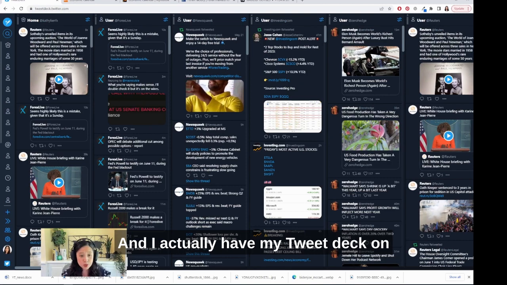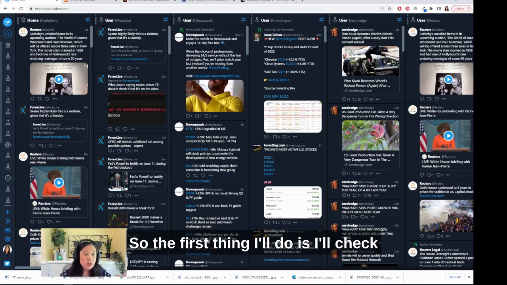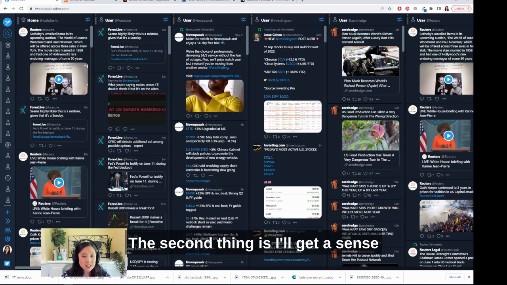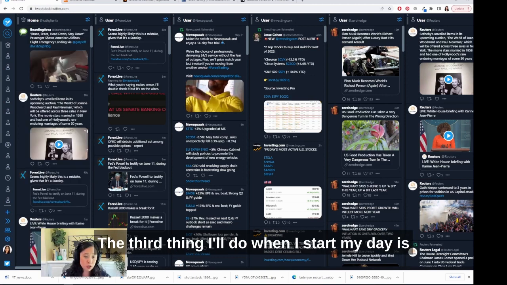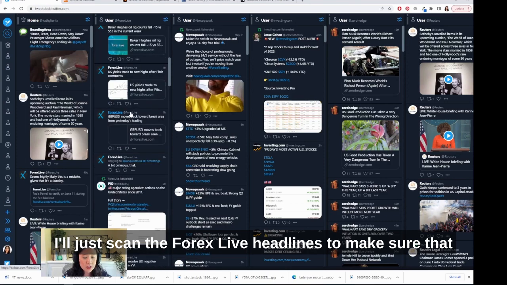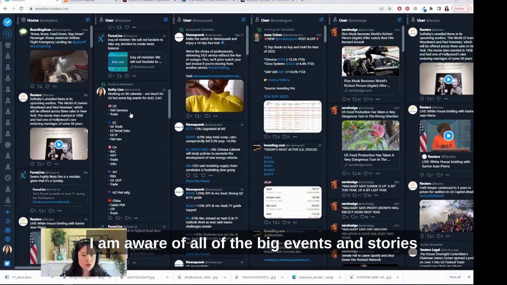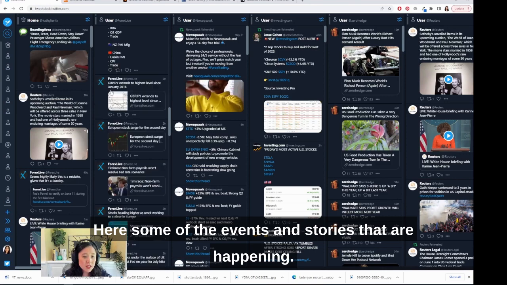And I actually have my TweetDeck on and open throughout the course of the day. So the first thing I'll do is I'll check my calendar for what was released and what's expected. The second thing is I'll get a sense of market sentiment by looking at the charts. The third thing I'll do when I start my day is I'll just scan the Forex Live headlines to make sure that I am aware of all of the big events and stories that are, look, they're retweeting me here. Some of the events and stories that are happening.